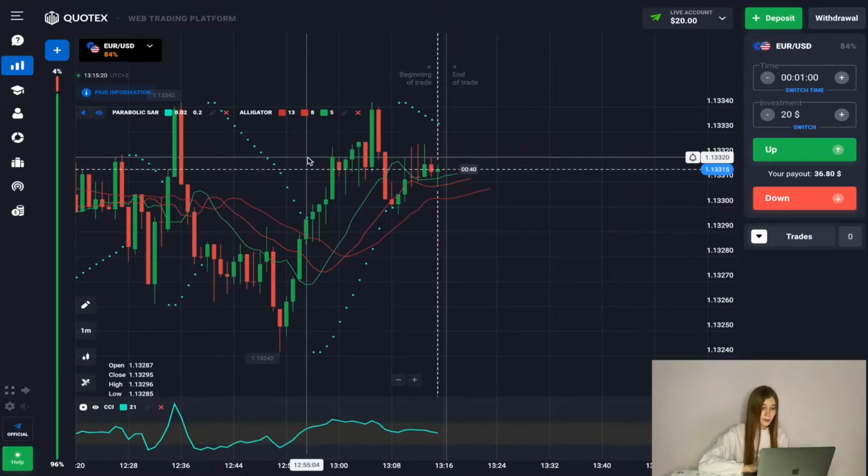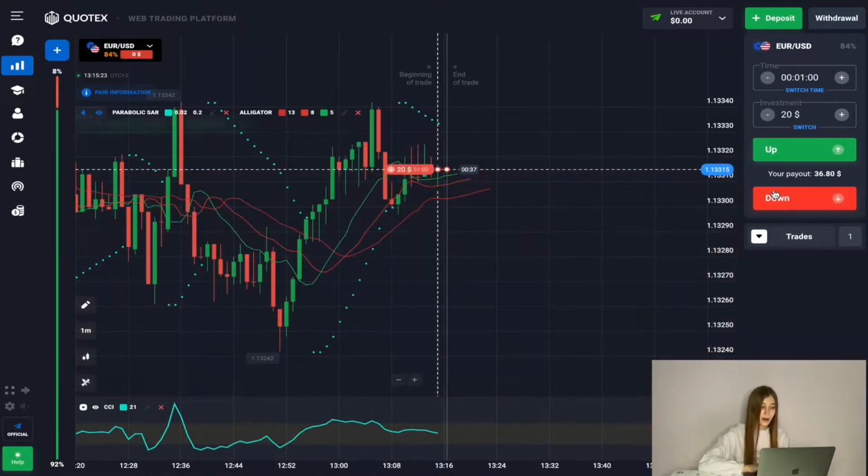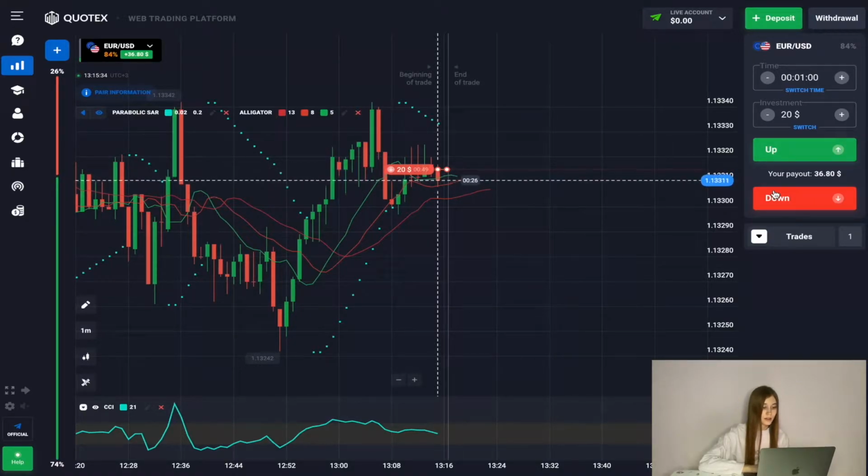Let's choose the currency pair that gives us a higher payout percentage. Open the currency pair, and here we can open our trade to reduce the price. Now we see that our trend begins to push off from the formed support and resistance lines.